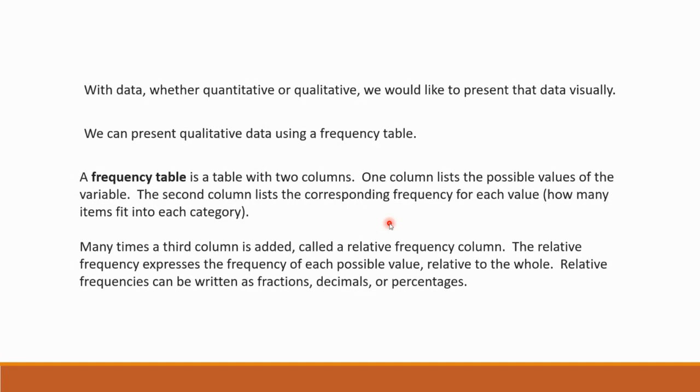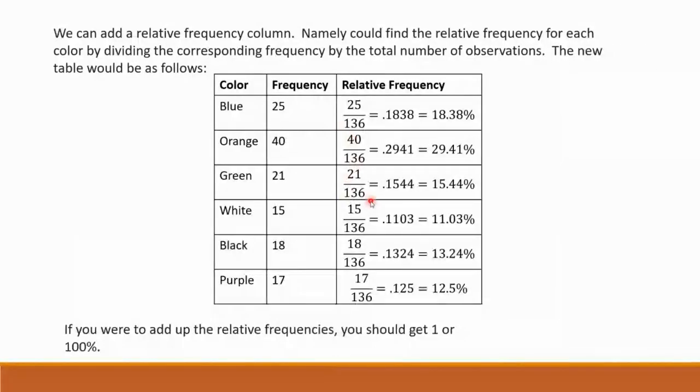That's just the frequency divided by the total number of frequencies. So it's relative to the whole, that is. In this case, we had 136, right? So for this category, we have 25 over 136, right? Again, the total number of the frequencies is 136. We're taking each frequency and dividing by the total. That's relative frequency. For orange, we have 40 over 136.